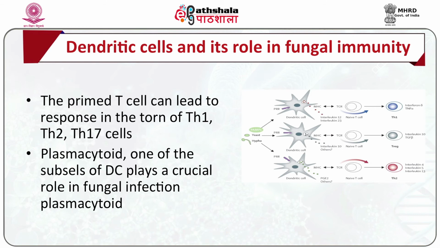Plasmacytoid DC, one of the subsets of DC, plays a crucial role in fungal infection. Plasmacytoid DCs are the first to be enlisted for combat at mucosal surfaces against fungal infection. DC induces a potent cytotoxic CD8 plus T cell response via toll-like receptor 3 activity.